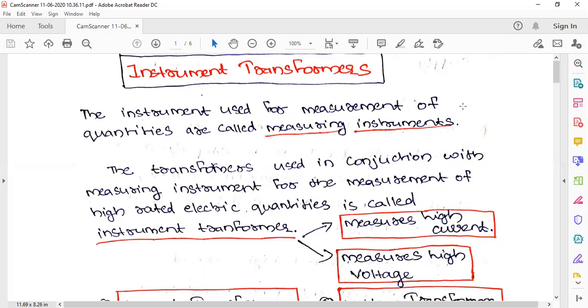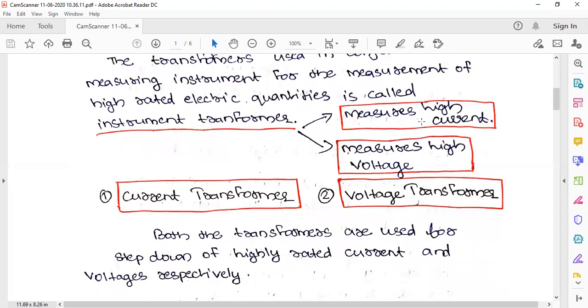Basically, the instruments used for the measurement of quantities are called measuring instruments. It can be an ammeter, a voltmeter or a wattmeter, any measuring instrument. Now the key point is here, the transformers are used in conjunction with the measuring instruments. These measuring instruments cannot take high values of current or high values of voltage. So we use a transformer, we step down the high current or high voltage, and then we measure it. Such transformers are called instrument transformers.